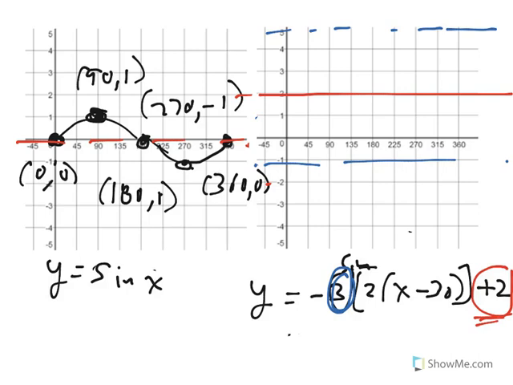Now a sine curve starts on the midline, so the next thing I'm going to look at is this right here. Minus 30 means if you put 30 in, it does what 0 used to do. So my starting point is going to be over here at, I'll just write in 30, comma 2.